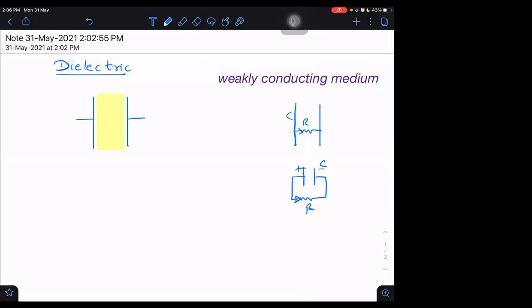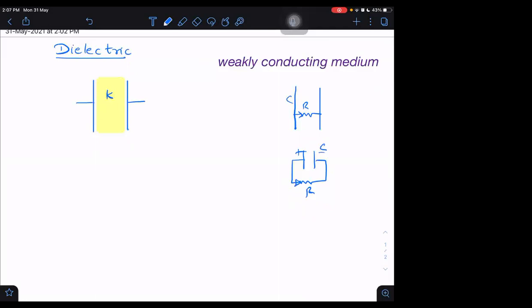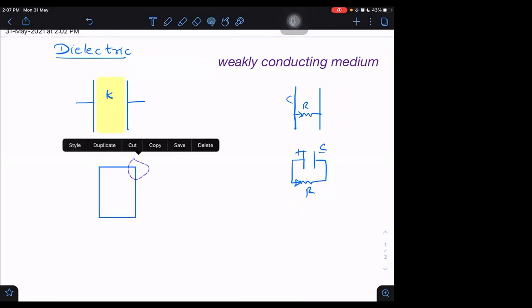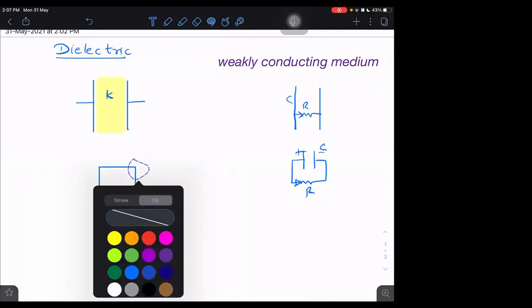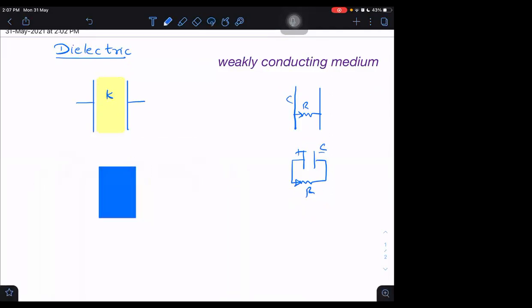So in this we have a dielectric of dielectric constant K. And what happens to a dielectric? A dielectric is just an insulator. Let me draw a dielectric here separately. If I have some dielectric, then one end of the dielectric will be acquiring negative charge and the other end will be acquiring positive charge because of induction.